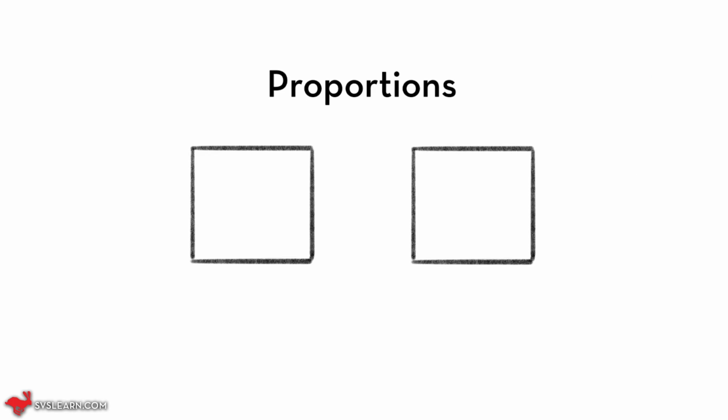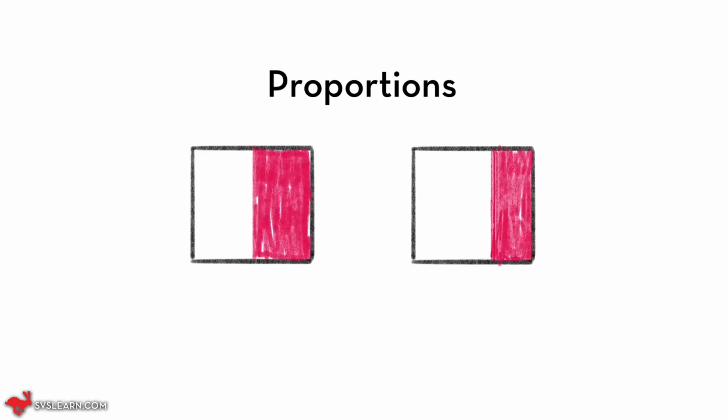Okay, the next thing I want to talk about is proportions and how important proportion is to design. You've got the shapes, but how do you use those shapes to create a more appealing and more dynamic design? One thing to keep in mind is proportions. The first thing I want you to look at here are these two squares. I've divided one of these squares in half, and I've divided one of these squares into thirds.